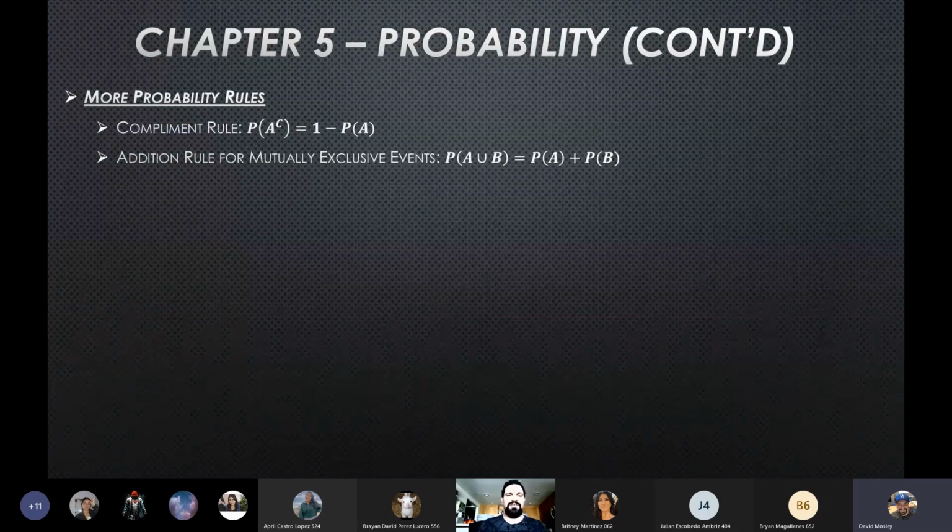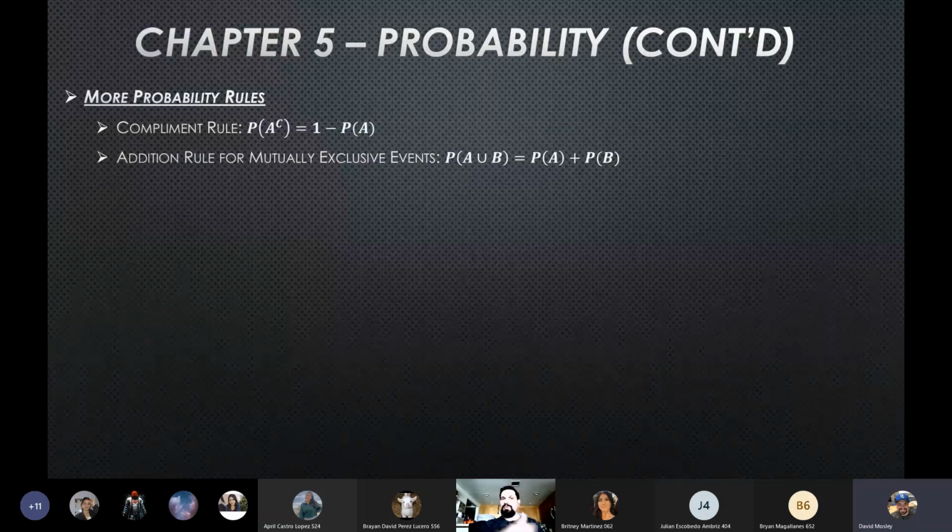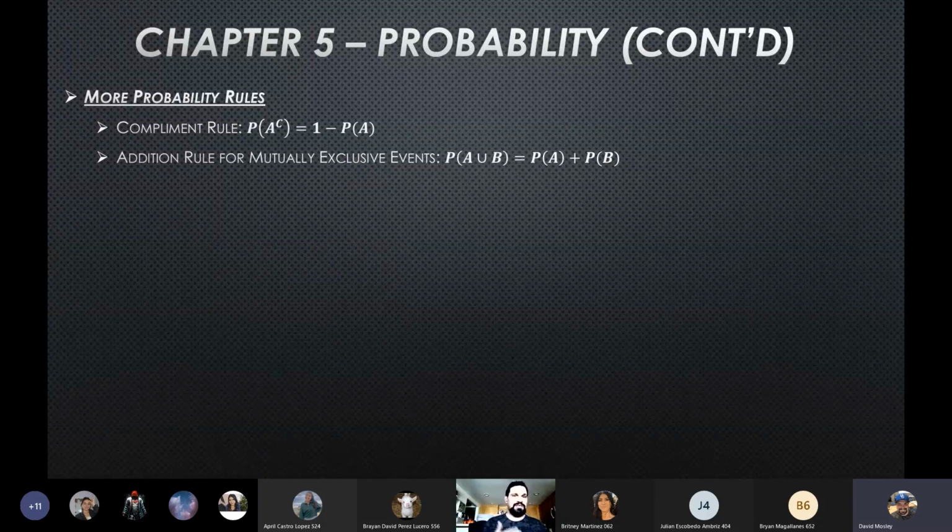That says that the probability of A complement is equal to 1 minus the probability of event A. So again, if event A is having the sum of the 2 dice being 6 or less, the complementary event would be the sum of the 2 dice being greater than 6. If I already know the probability of getting 6 or less, I subtract that from 1, and I have the probability of the complement.